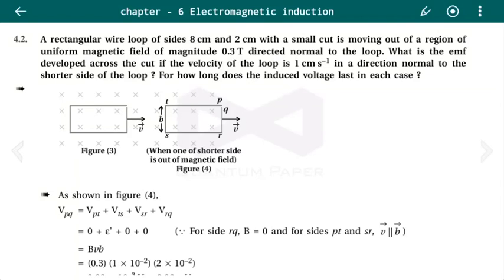A rectangular wire loop of sides 8 cm and 2 cm with a small cut is moving out of a region of uniform magnetic field of magnitude 0.3 Tesla directed normal to the loop. What is the EMF developed across the cut if the velocity of the loop is 1 cm per second in a direction normal to the shorter side of the loop? For how long does the induced voltage last in each case?